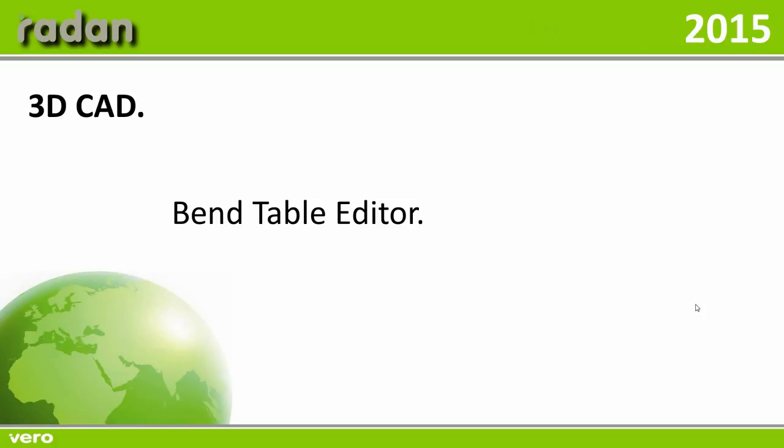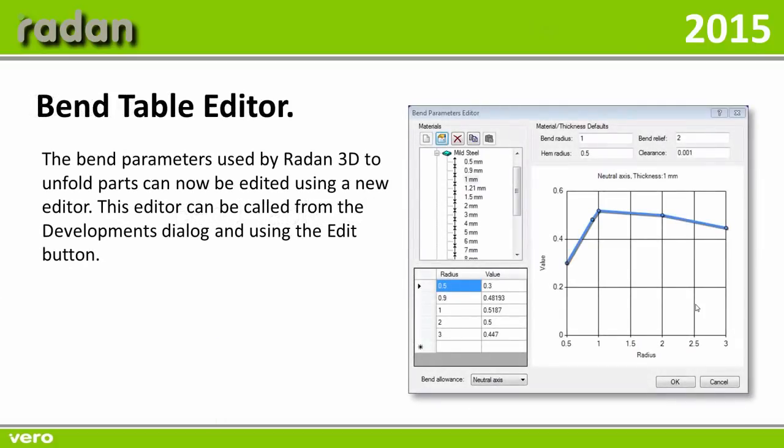Bend Table Editor. The bend parameters used by Radan 3D to unfold parts can now be edited using a new Bend Table Editor. This editor can be called from the Developments dialog box using the Edit button. This image shows the new bend parameter editor.